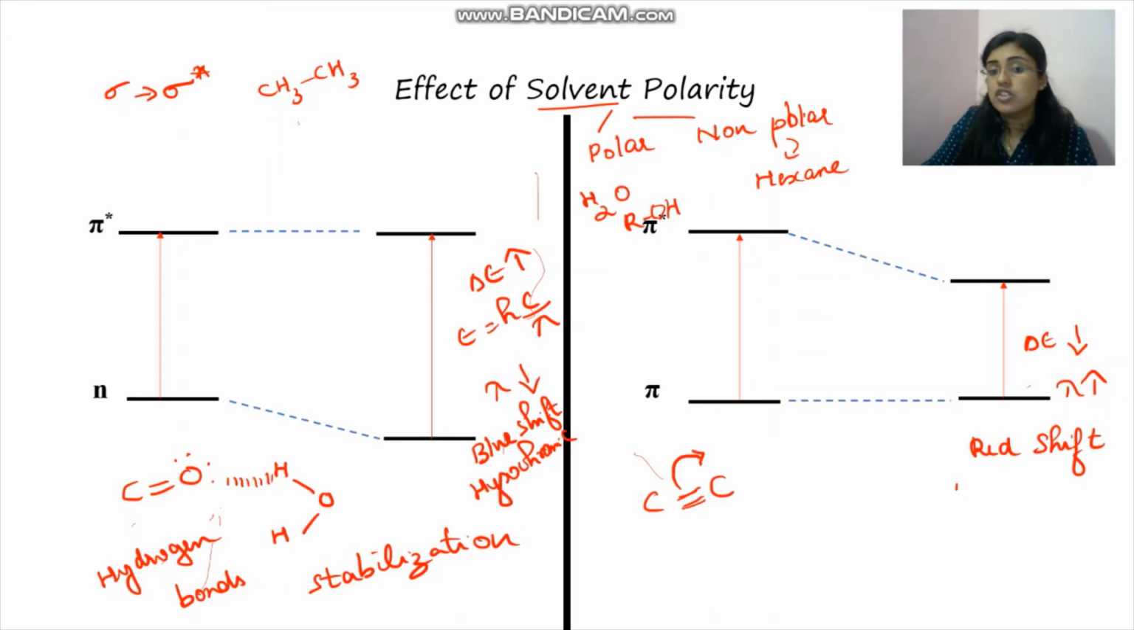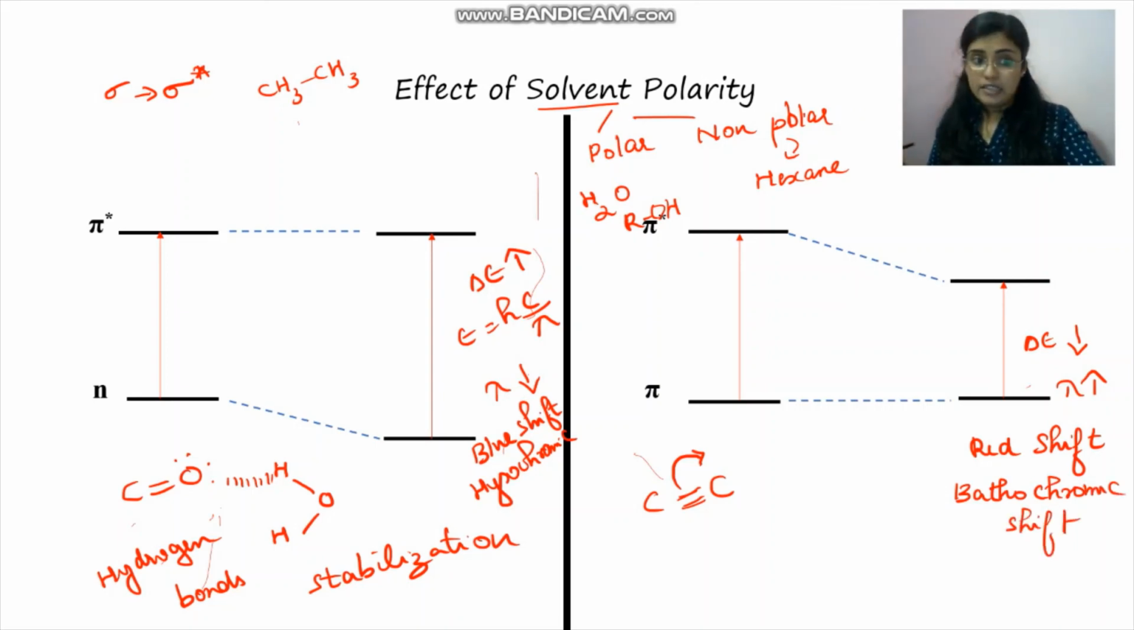Red shift is also called a bathochromic shift. I'm having a bathochromic shift when it is a pi to pi star transition, whereas I'm having a hypsochromic or blue shift when it is n to pi star transition. So always remember, B and B do not come together. That is, blue and bathochromic won't come together. Blue is for hypsochromic and red is for bathochromic. Understood. Now let's move to the question.